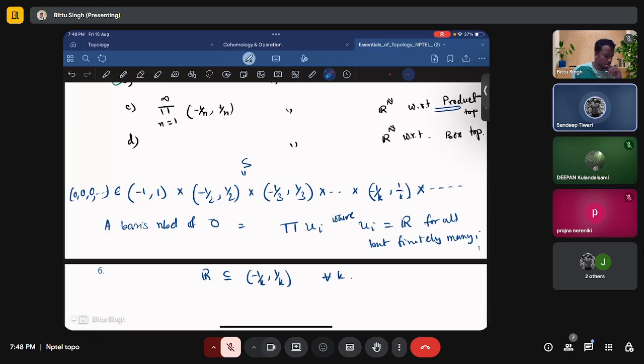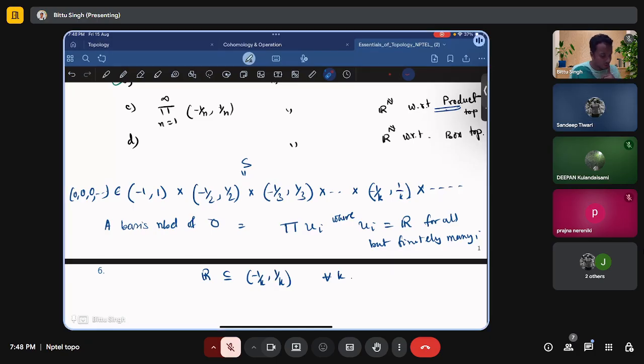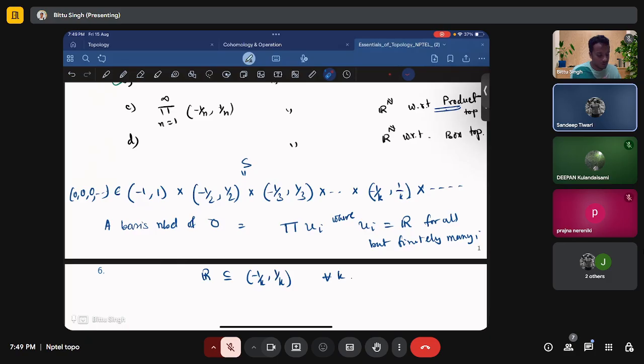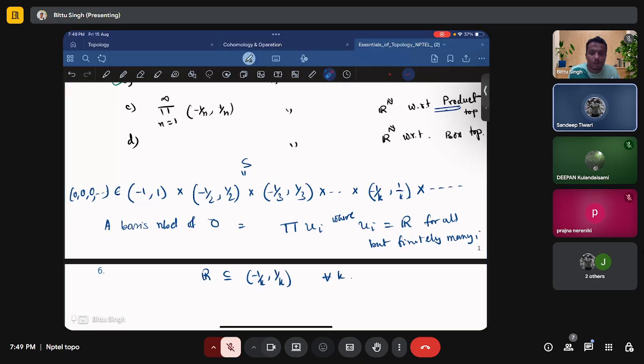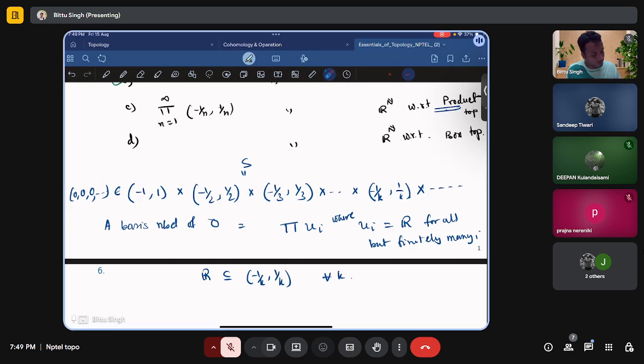Can you take any element other than 0? Yes, you can also choose any other element other than 0. There is no issue. Sir, what kind of element? Can you provide some element other than 0? Yes, I can definitely provide.